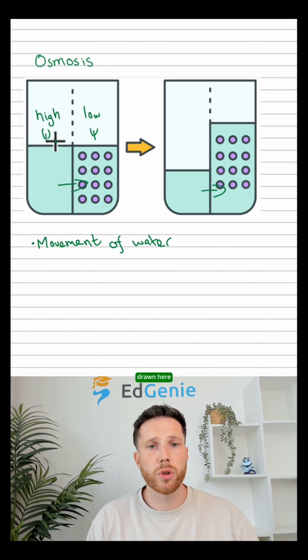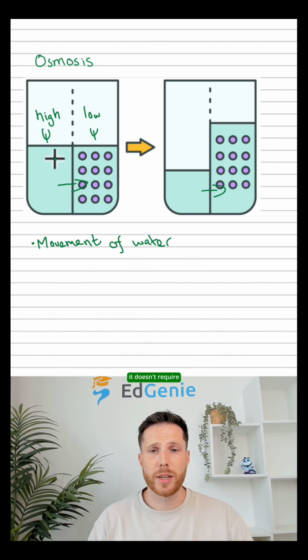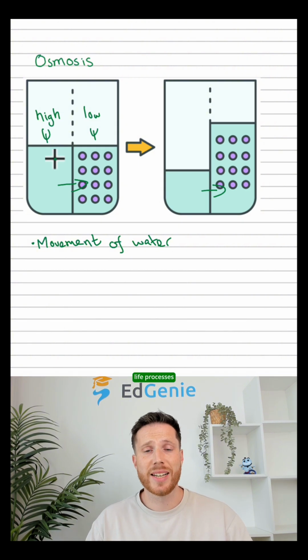And this symbol that I've just drawn here is the symbol for water potential. Now, this process is also passive, it doesn't require ATP, and this is really important in some vital life processes like helping cells to maintain their shape and helping to maintain turgor in plant cells.